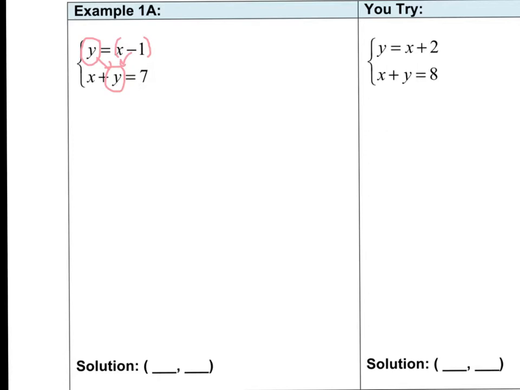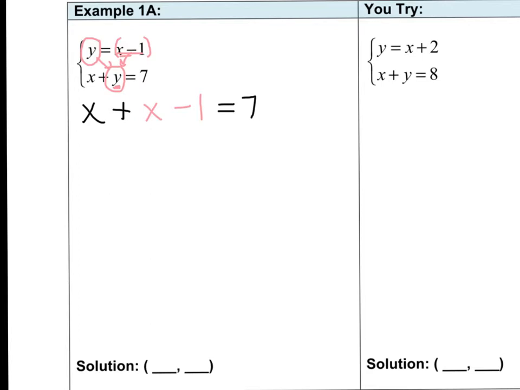So we're going to start off by recopying the beginning of the second equation. So there's the x, and there's the plus sign. And now I will rewrite the x minus 1, because that's right there. And I'll say it equals 7. So instead of writing that y, we're writing x minus 1.